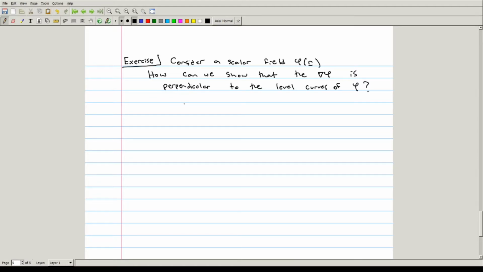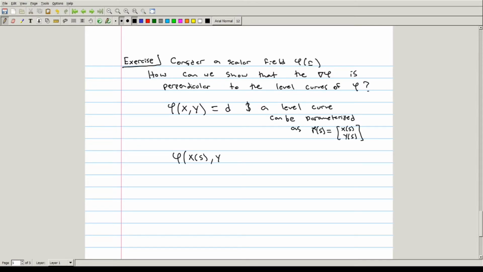And the main idea here is that in 2D, a level curve of a scalar function phi is equal to some constant d, and any level curve can be parameterized as r of s, say, is equal to x of s and y of s. So on this level curve, phi of x of s, comma y of s is going to be equal to the constant value d.